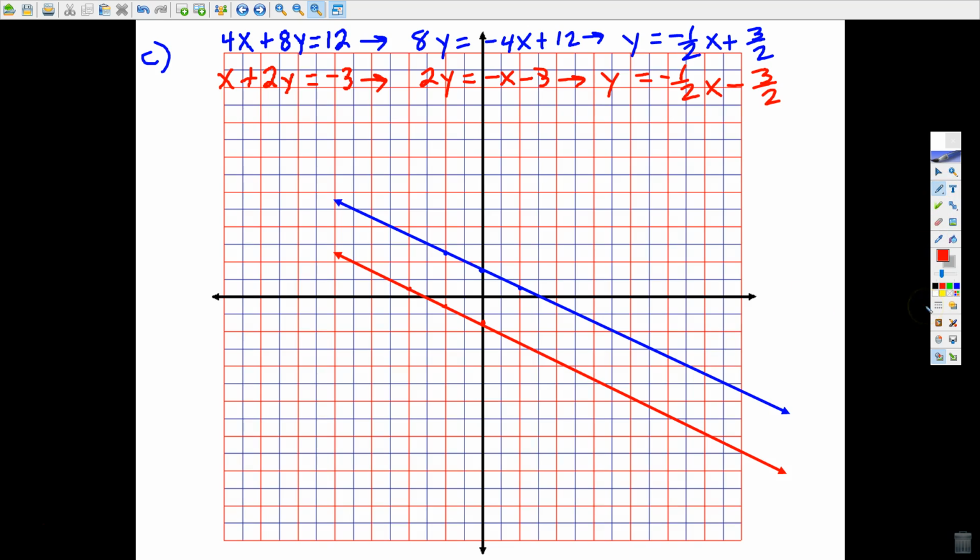So we're showing that these two lines will never cross. And if they never cross, then don't just leave your answer like this. Go ahead and interpret it. There is no solution.